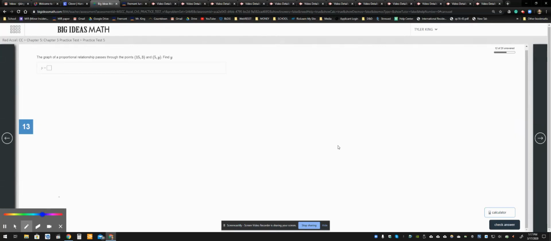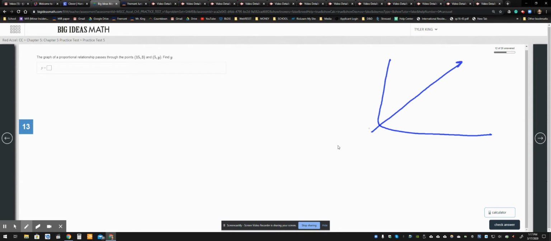Okay, so taking a look at this, the graph of a proportional relationship passes through the points (15, 3) and (5, y). We want to find the value of y. Okay, so kind of sketching this out a little bit, not a very accurate graph by any means, but it kind of helps us visualize what's going on.